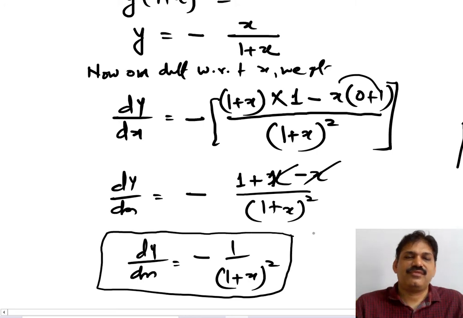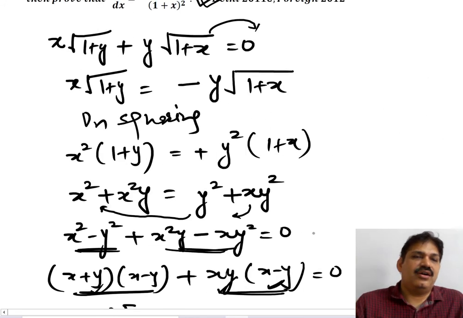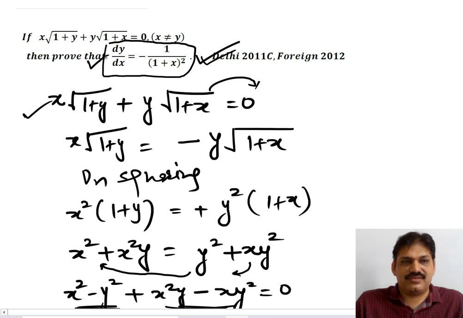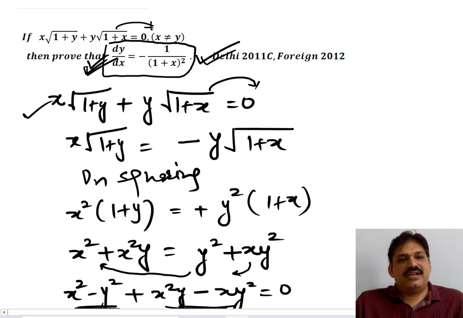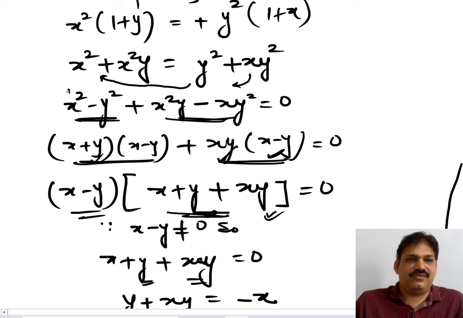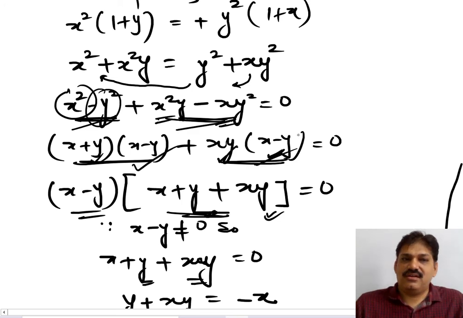So this is what we were to prove. We were given x into under root 1 plus y, plus y into under root 1 plus x is equal to 0, and we were to find the value, where x is not equal to y, of derivative of y with respect to x in terms of x only. So what we did, we simplified it, we transposed it to the right hand side, squared to get it free from radical sign, and we arranged the terms x square with y square and x square y with xy square, so that we can factorize these and x minus y can be taken common.